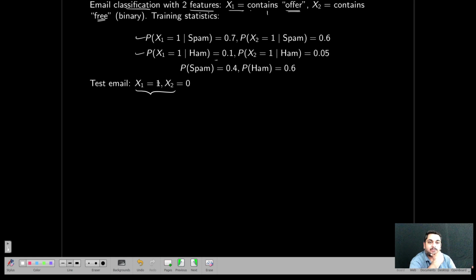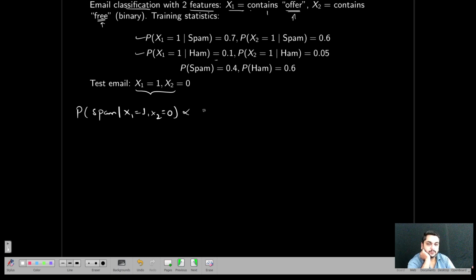They are given x1 equal to 1, x2 equal to 0. This means what? X1 equal to 1 means this mail contains the word offer. X2 equal to 0 means it doesn't contain the word free. Now, you will calculate the probability scores. That is, probability of spam given x1 equal to 1, x2 equal to 0.